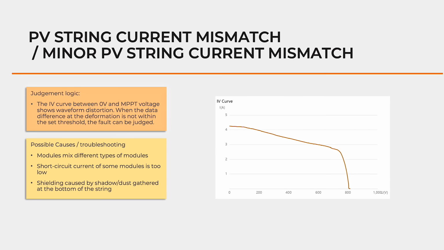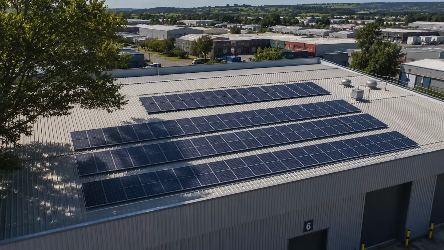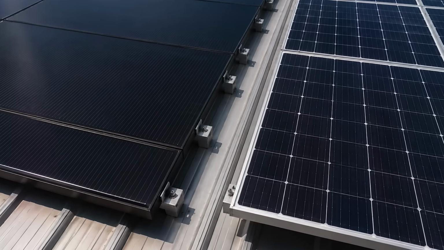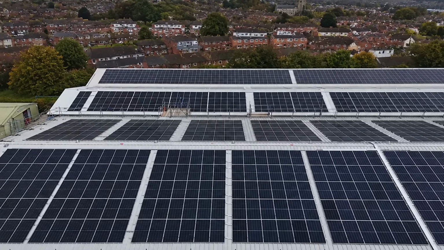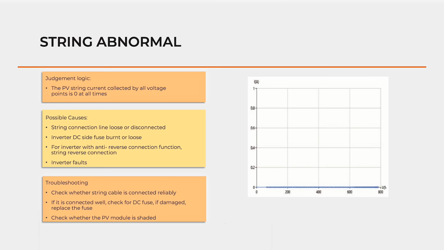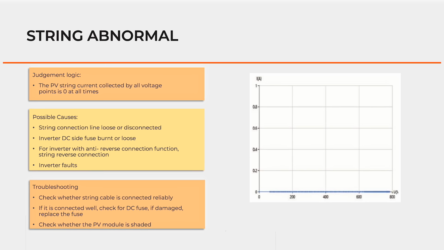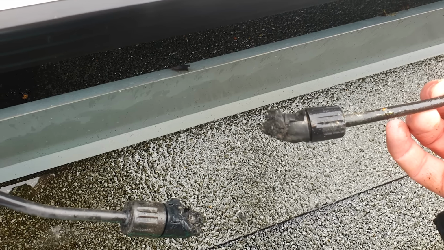The slope is off, the knee is distorted. That can indicate issues like uneven shading, mixed panel types within a string, panels facing different orientations, and sometimes the result is even more obvious: a flat or zero response, which is usually a strong indicator of a disconnected string or a cabling fault somewhere in the system.